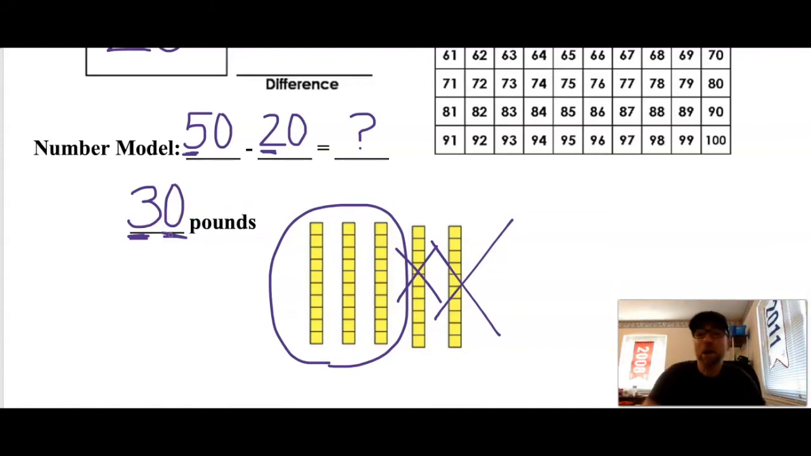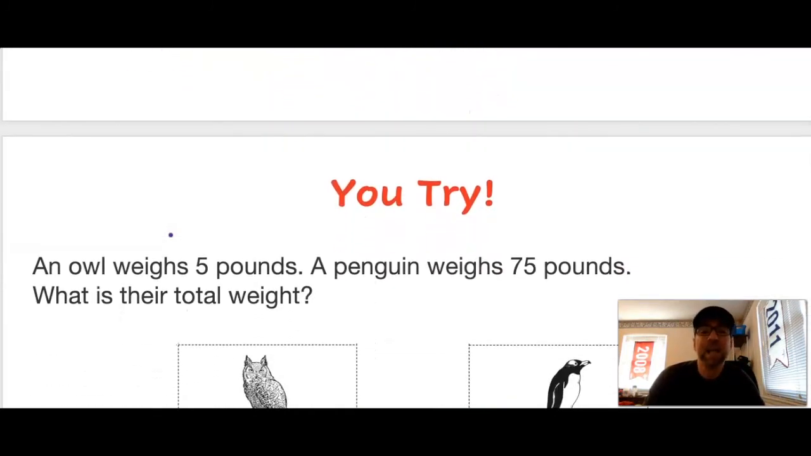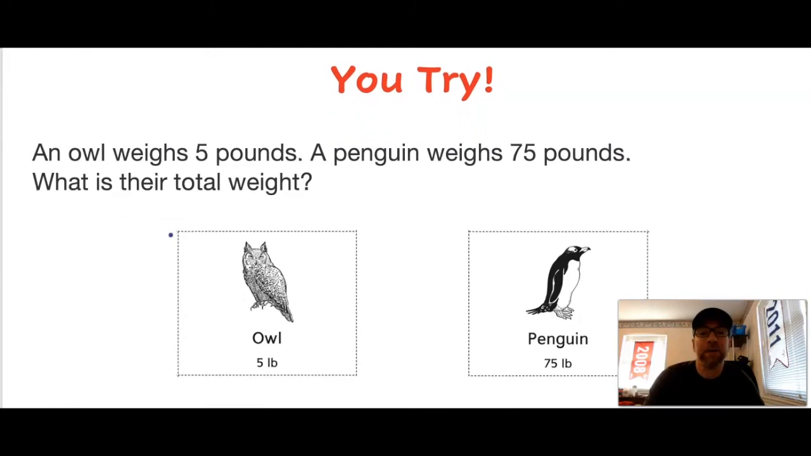Awesome job. Clear off your sheet protector and your whiteboard. Let's try one more. This time, I want you to try this one all by yourself. An owl weighs 5 pounds. A penguin weighs 75 pounds. What is their total weight? See if you can come up with the number model and use a strategy to solve this problem. When you're done, press that play button and we'll see how you did. Go ahead and hit pause while you work this one out.